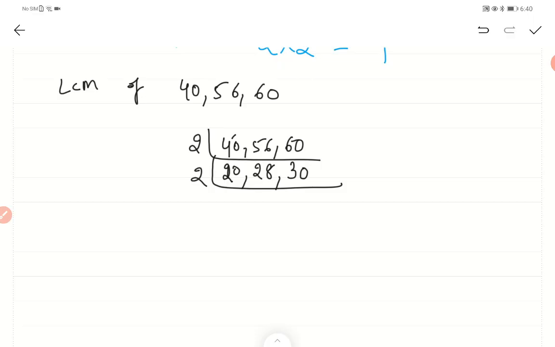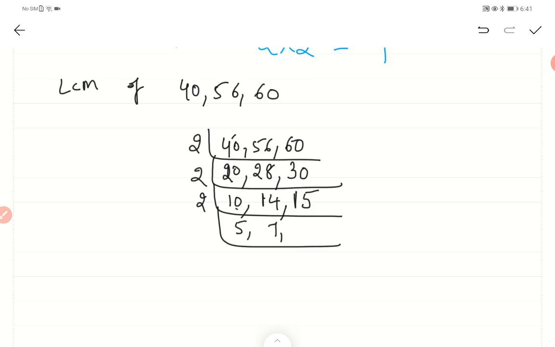Now 10 2's are 20, 2 1's is 2, 2 4's are 8, 2 1's is 2, and 1 remains. 2 5's are 10. Further, again with 2 you can do: 2 5's are 10, 2 7's are 14, and 15 is not divisible by 2, so you write 15 as it is.